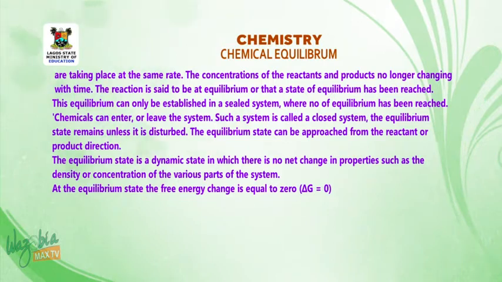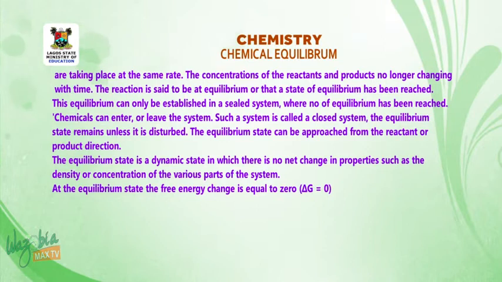This equilibrium can only be established in a sealed system where no chemicals can enter or leave the system. Such a system is called a closed system. The equilibrium state remains unless it is disturbed. The equilibrium state can be approached from the reactants' or the products' direction.